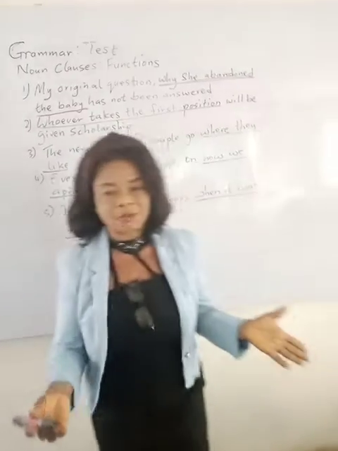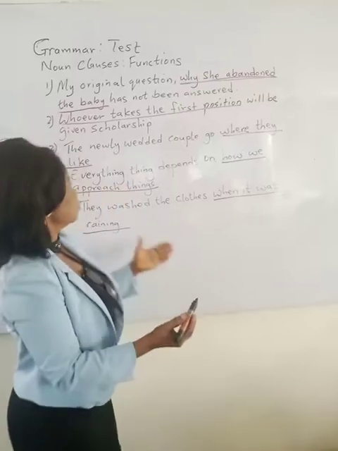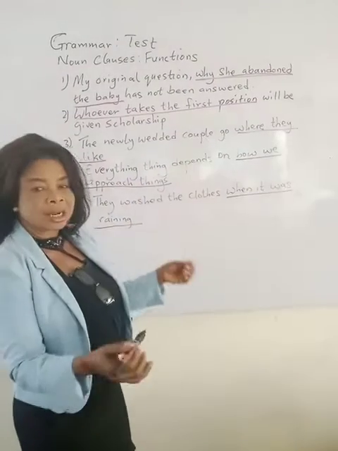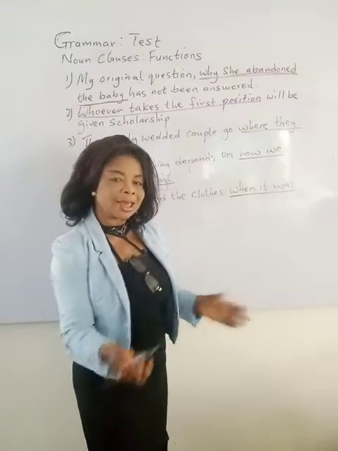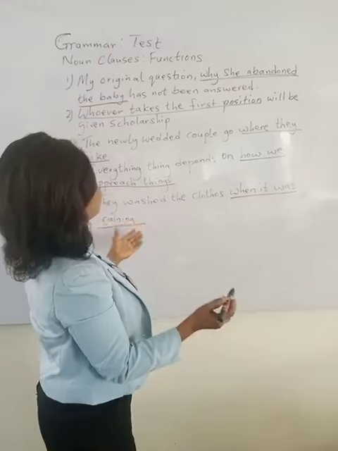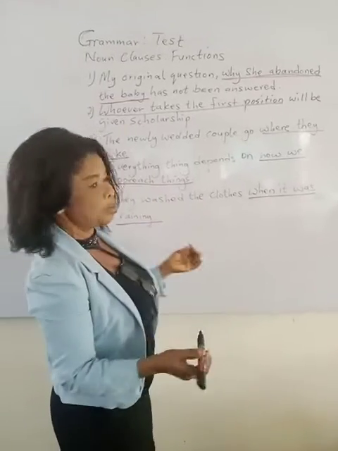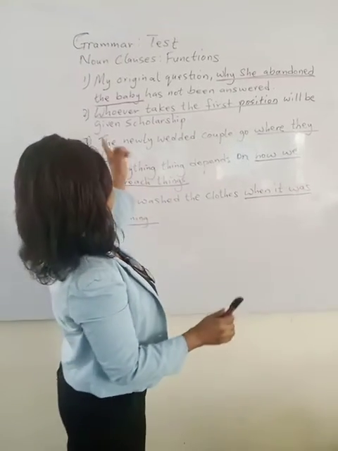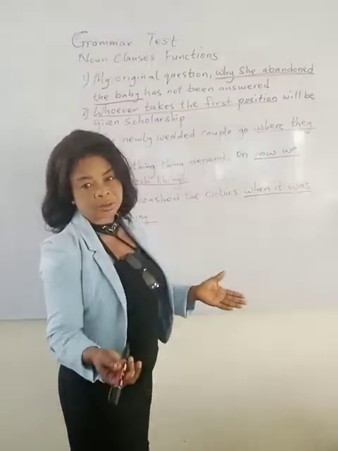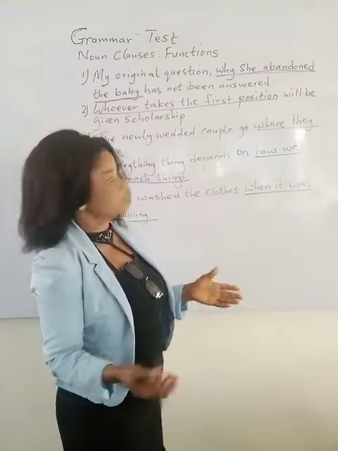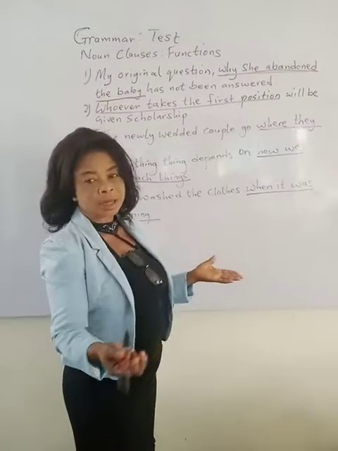So we are through with our first step. We have identified the noun clauses. Now let's look at the positions they occupy and their function. The first one, why she abandoned the baby, is the same as my original question. What is my original question? Why she abandoned the baby.